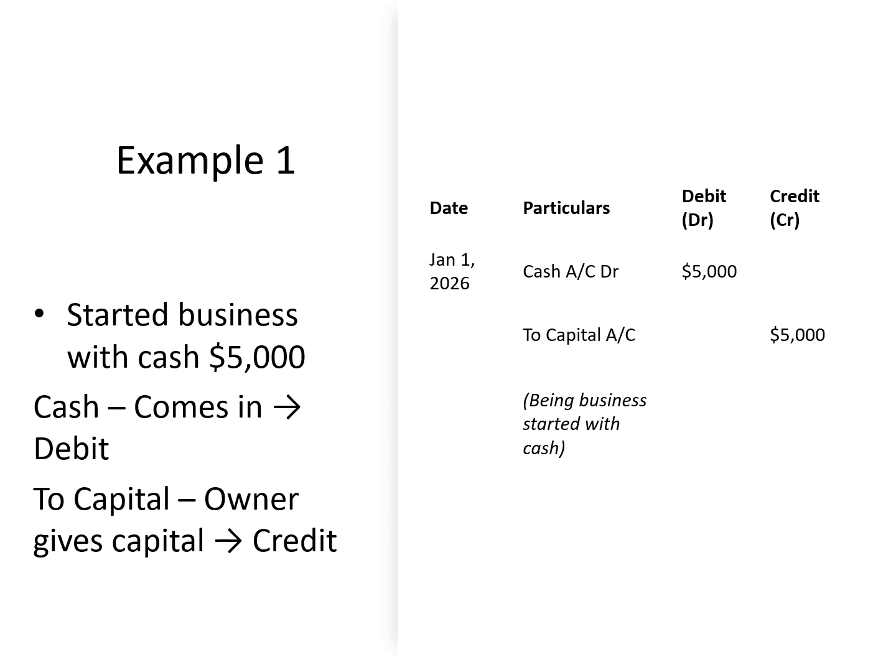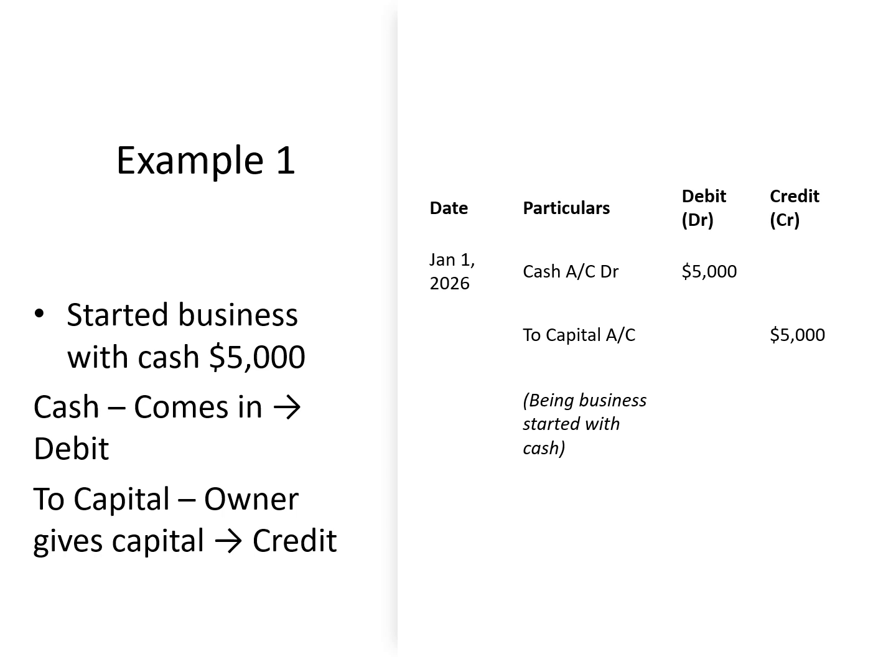You indicate the date the transaction occurred and you enter the description. The first line is the debit, then the other line is the credit, and you indicate the narration. So in this case, the narration is being business started with cash. Remember that capital always increases businesses, so we credit it.